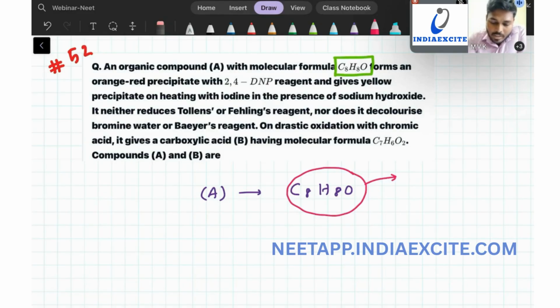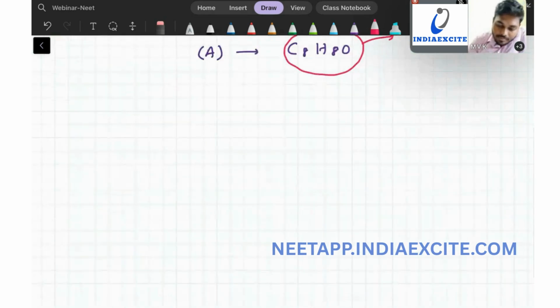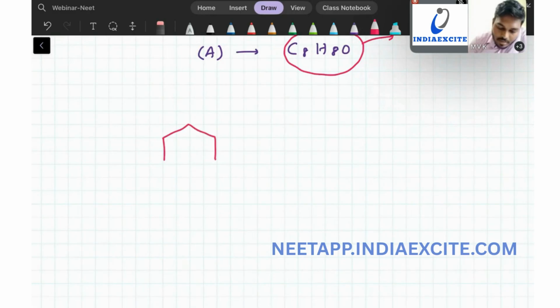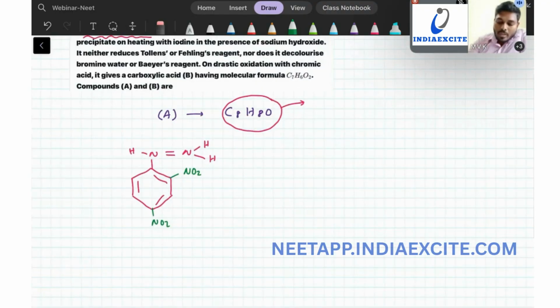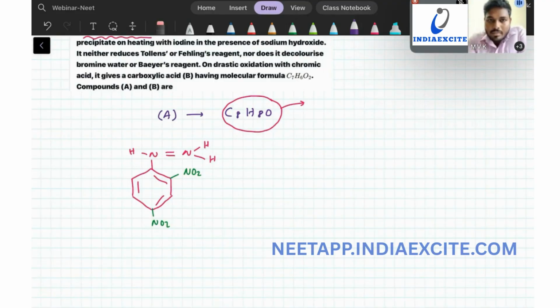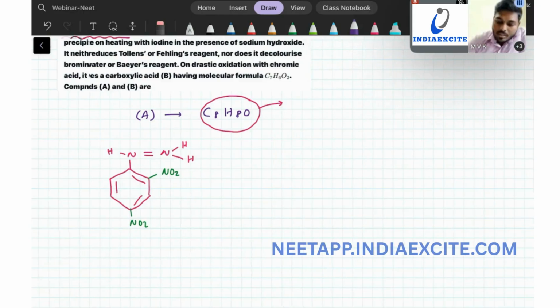So you see, they are saying orange red precipitate with 2,4-DNP. DNP is nothing but dinitrophenylhydrazine, correct? And what is the formula for that? It is a benzene-containing compound. Here you have N and here H, correct? Double bond, H and H. At the ortho position you have NO2 and at the para position again NO2, a nitro compound. So basically this question is straight away from the NCERT book, so keep that in mind.